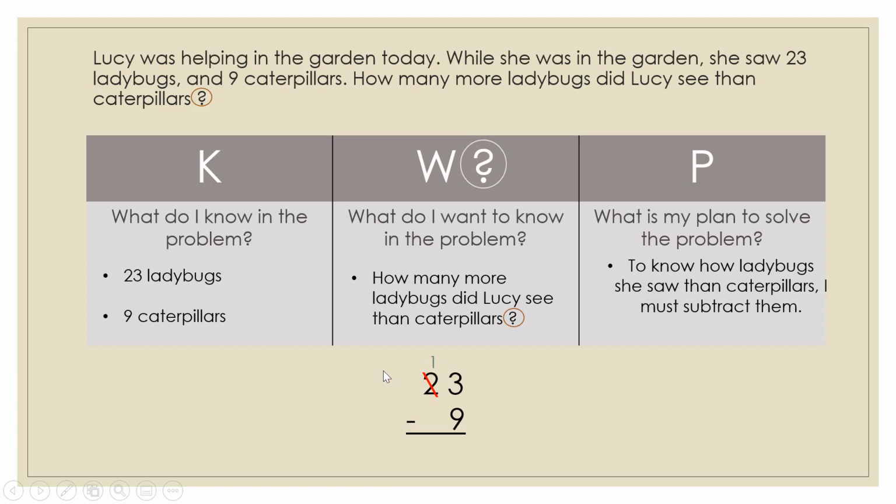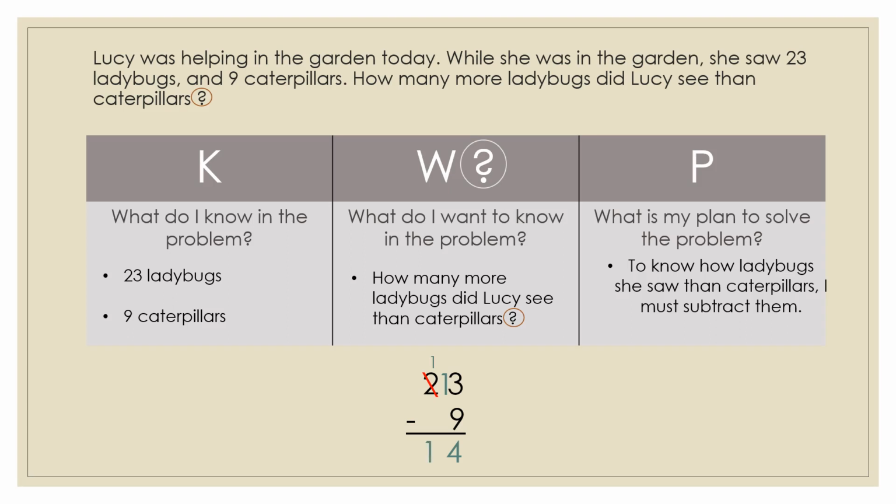2 minus 1 equals 1. So I'm going to write that at the top. And I'm going to take that 1 that I took away and put it in front of the 3 in the ones place. Now I have 13 minus 9. 13 minus 9 equals 4. Now I'm going to move to my tens place. 1 minus 0 equals 1.